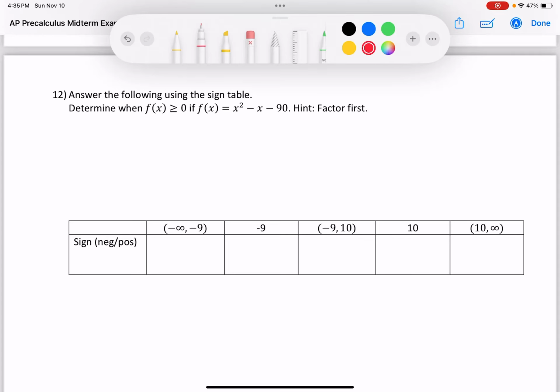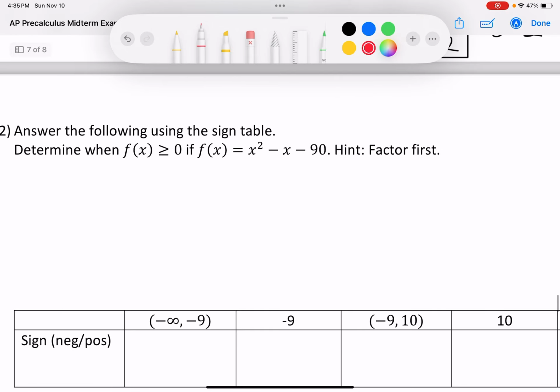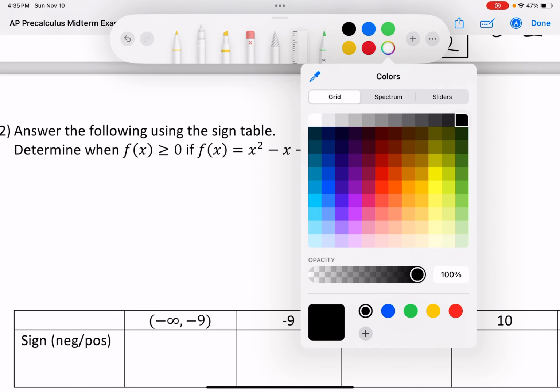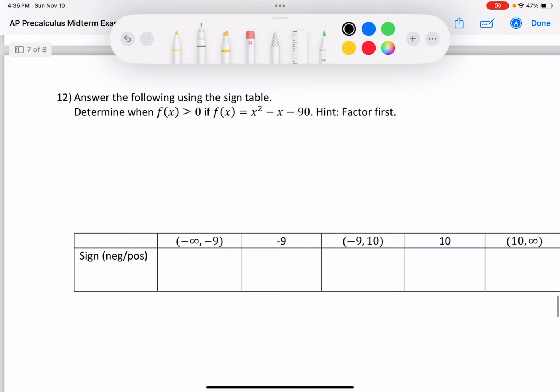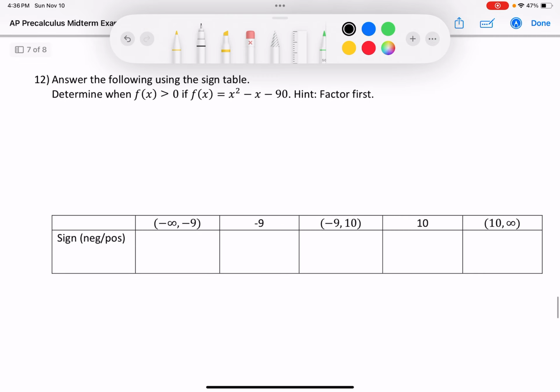All right, so now we're going to answer question number 12. And I think I made one small mistake in number 12, so I'm going to change that real quick. I'm only going to put the greater than sign in this case. Just the greater than sign. Also, on your midterm, I'm not going to give you the sign table. You have to make it yourself.